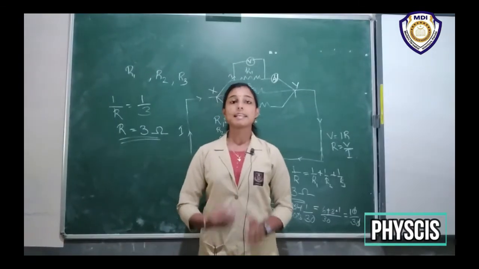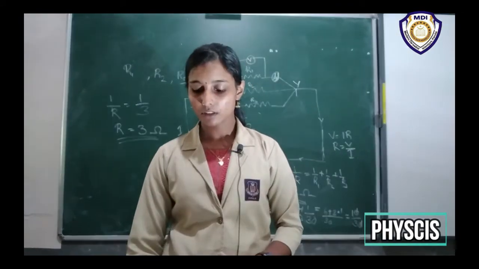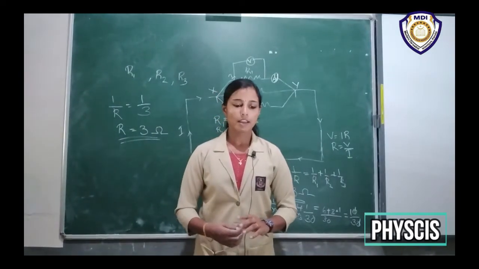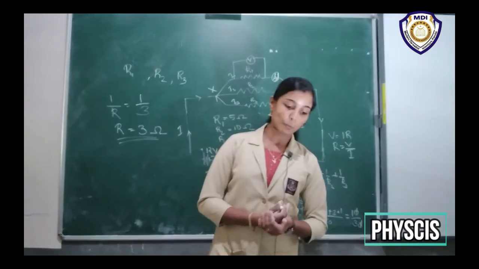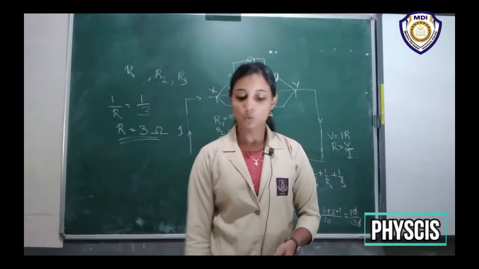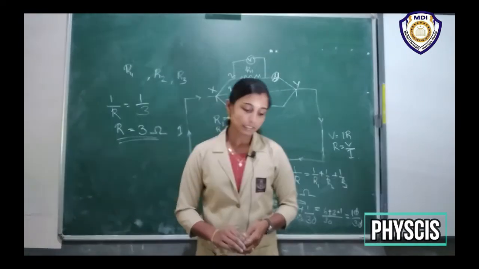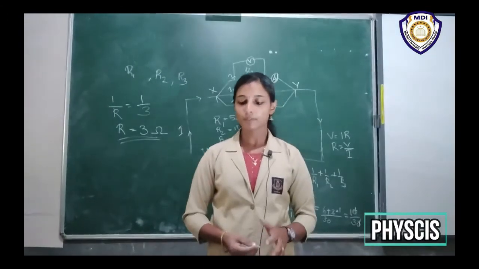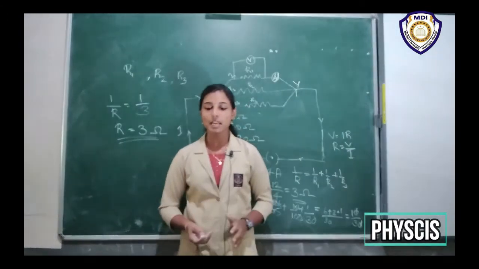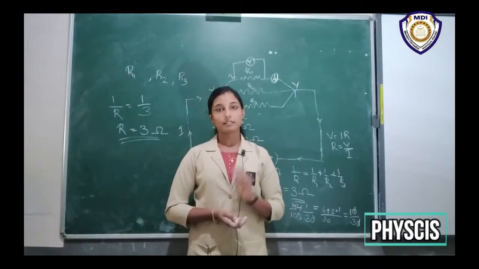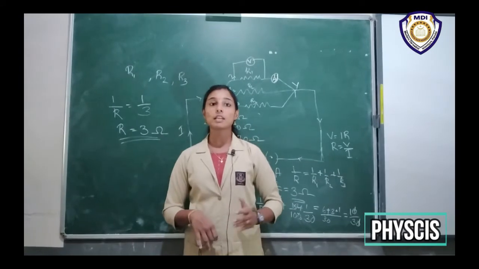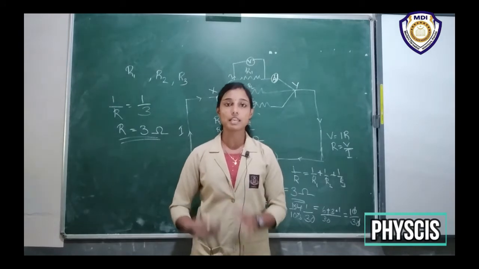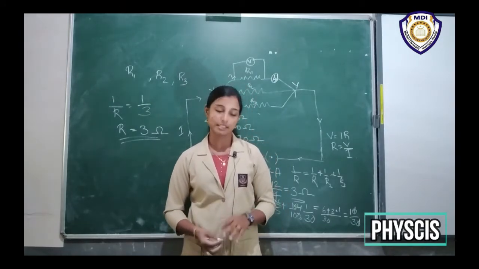So what is the heating effect of electric current? Whenever an electric current is passing through a circuit, what happens? There is some dissipation of source energy in the form of heat. That is, whenever a current flows through a circuit, some amount of source energy is dissipated in the form of heat. That is known as the heating effect of electric current.